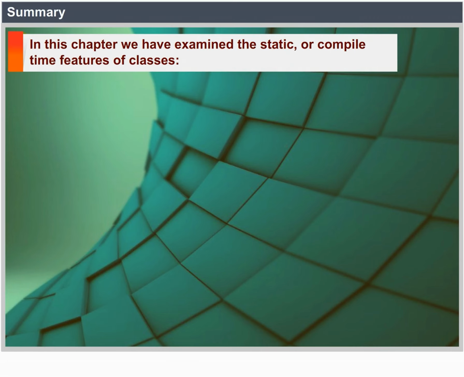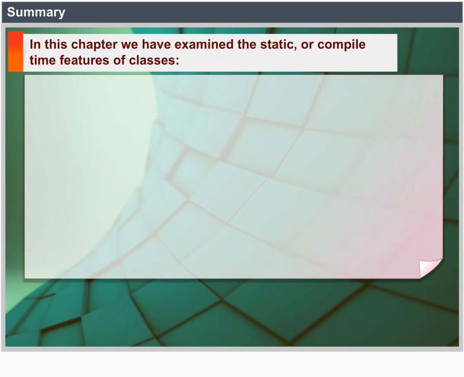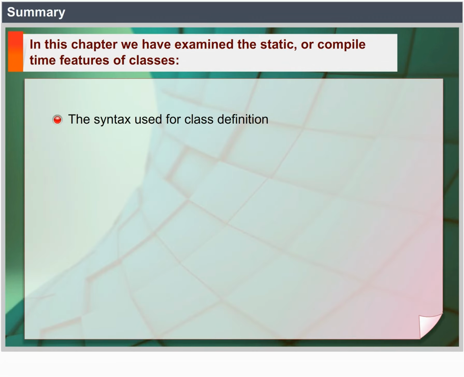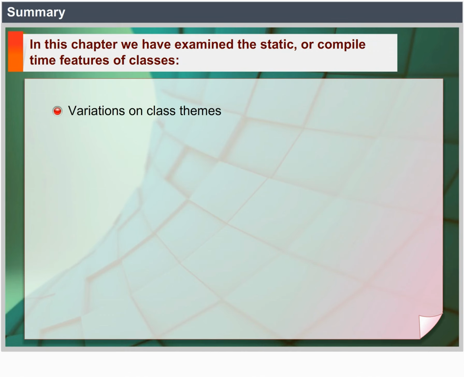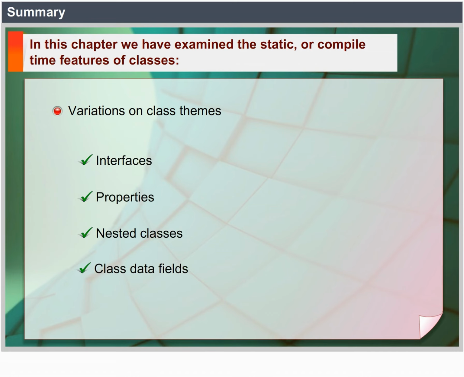Summary. In this chapter, we have examined the static or compile time features of classes: the syntax used for class definition, the meaning of visibility modifiers, that is public and private, the syntax used for method definition, accessor or getter methods and mutator or setter methods, and variations on class themes, that is interfaces, properties, nested classes and class data.